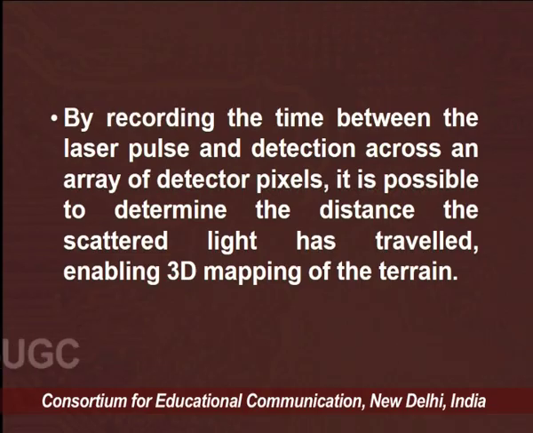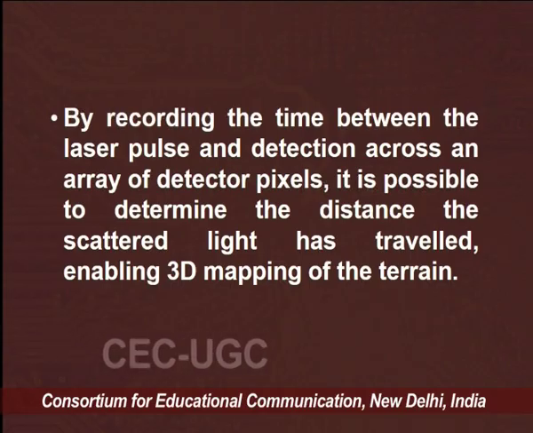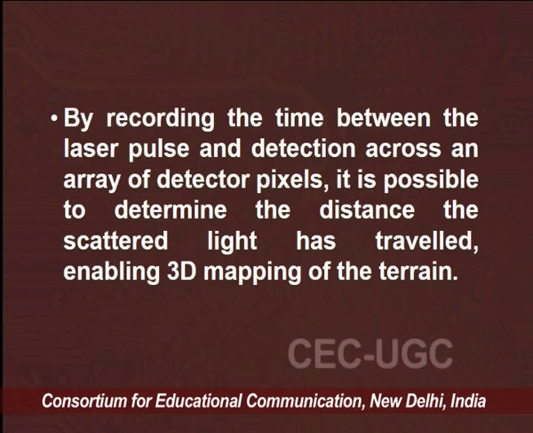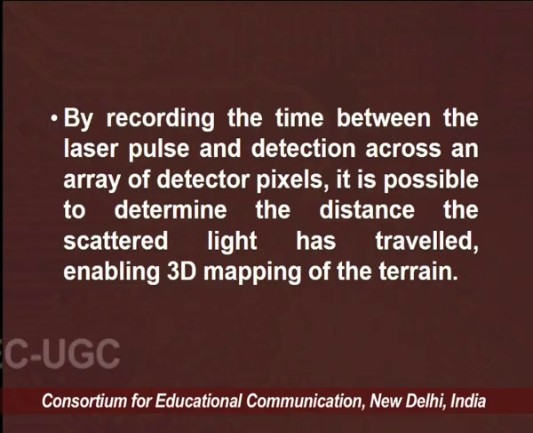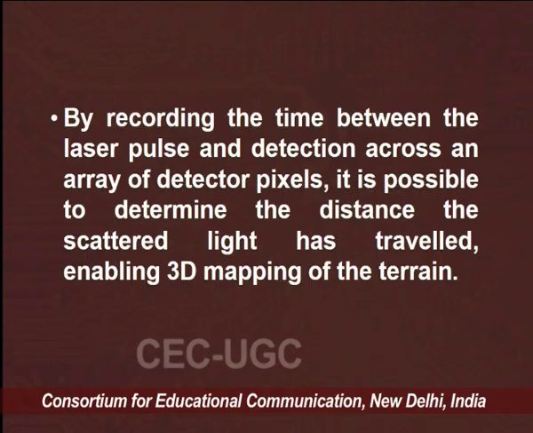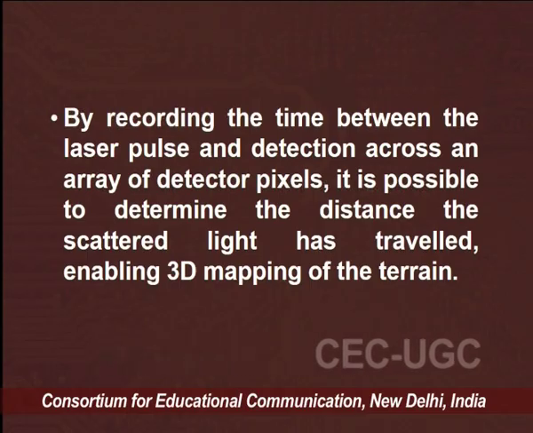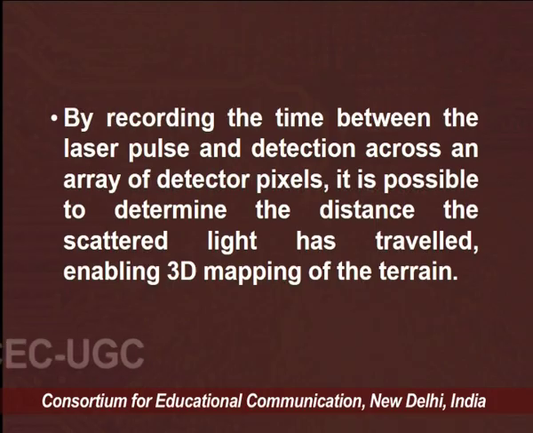By recording the time between the laser pulse and the detection across an array of detector pixels, that is the time lag between these two, it is possible to determine the distance the scattered light has travelled, enabling 3D mapping of the terrain. In quantum LIDAR, information is obtained by detection of a single photon, as opposed to conventional LIDAR.